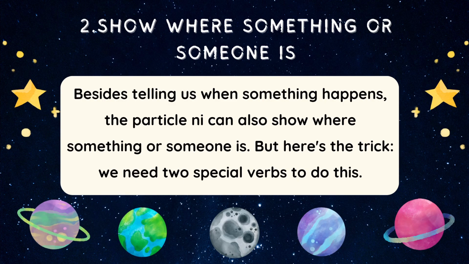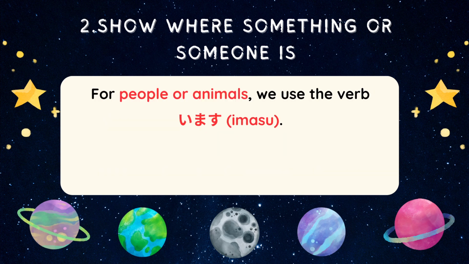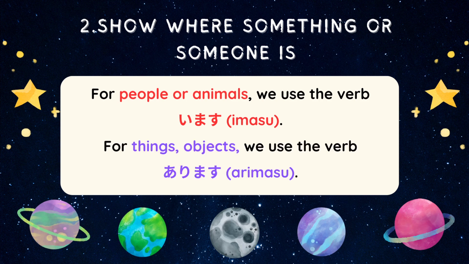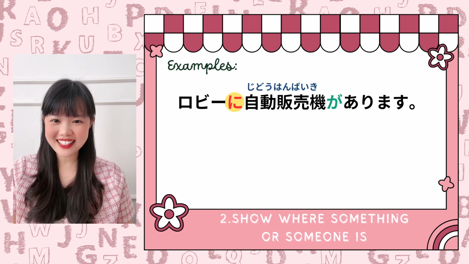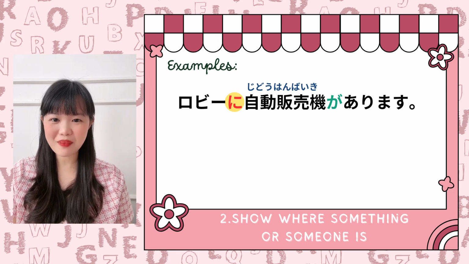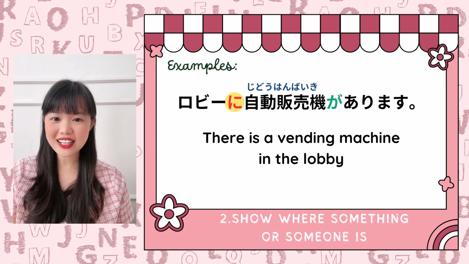Besides telling us when something happens, the particle ni can also show where something or someone is. But here's the trick. We need two special verbs to do this. For people or animals, we use the verb imasu. For things, objects, we use the verb arimasu. For example, ロビーに自動販売機があります. There is a vending machine in the lobby.